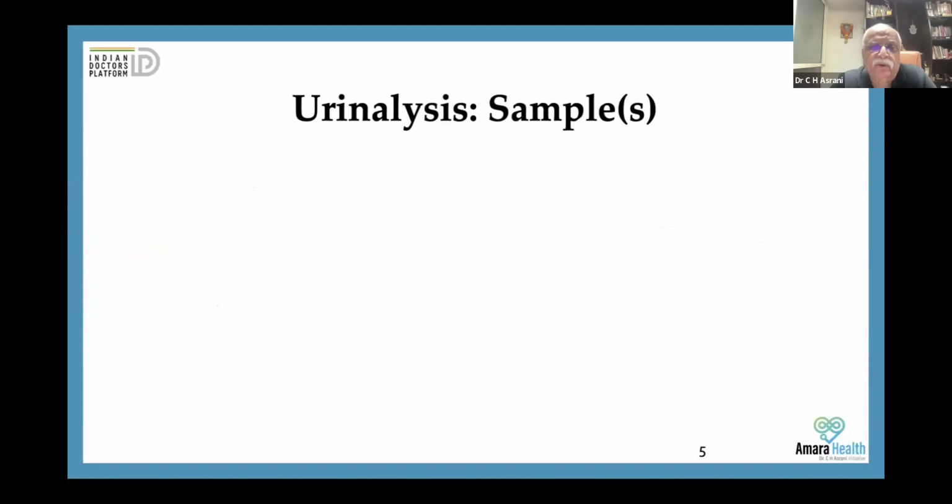What are the samples taken for urine analysis? Routine.